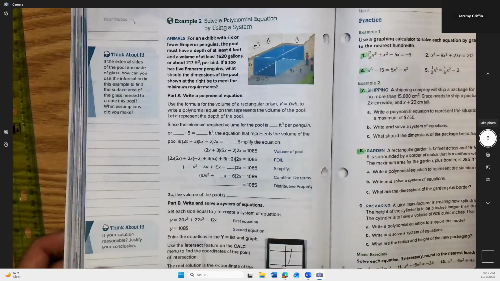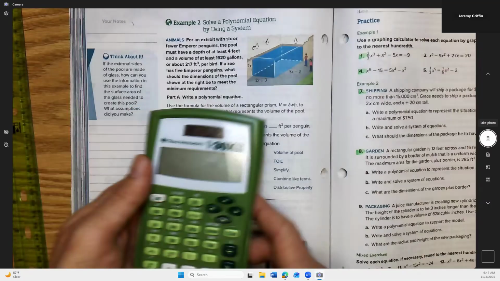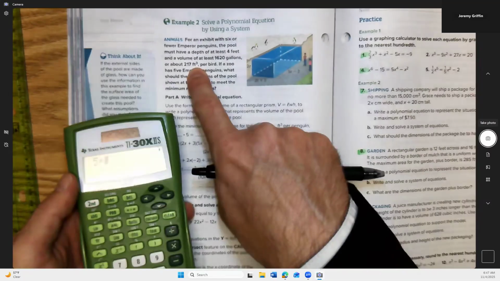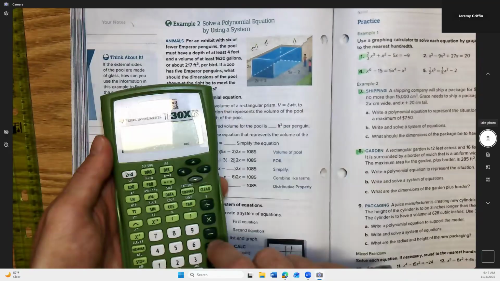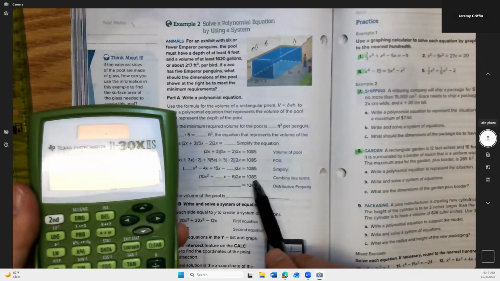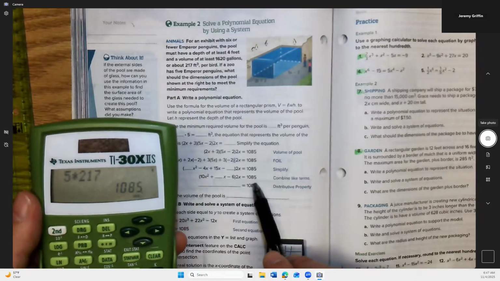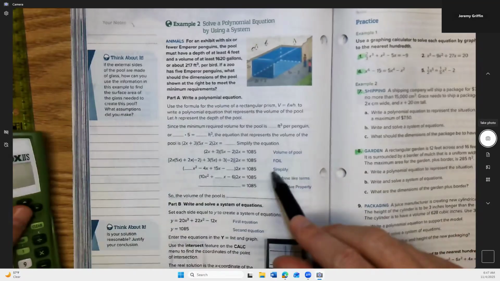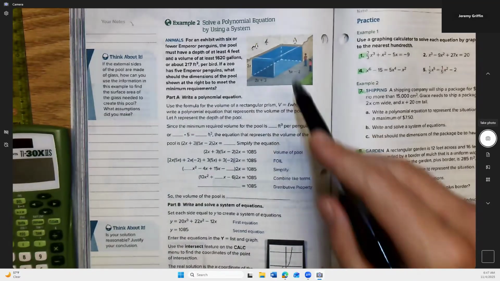And they want that to have, well, 5 penguins, and they're doing everything in cubic feet. So I'm going to use the 217 number. That's where they're getting the 1085. See right here, they have 1085, right? So we want these dimensions to be at least 1085 when you multiply everything out.